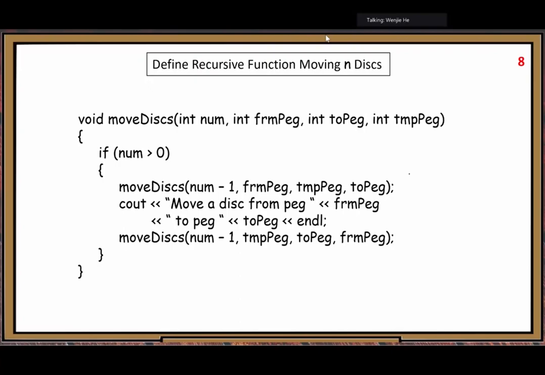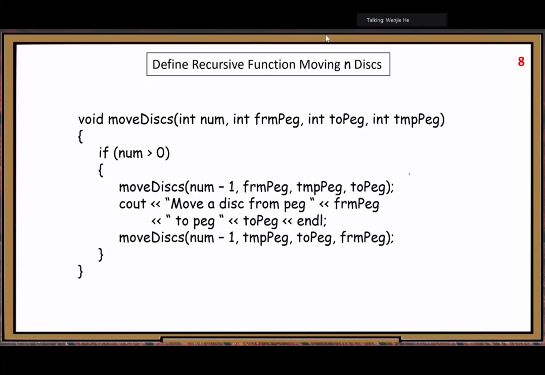So when we do the work, if the number of disks is greater than 0... If it's 0, there's nothing to do, so we can terminate the program immediately. But if it's non-zero, now we can apply the recursive implementation. The first step, we call this function recursively: move disks for n-1, the previous solution.